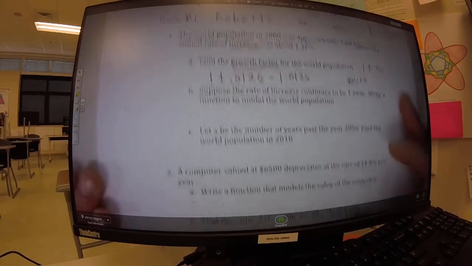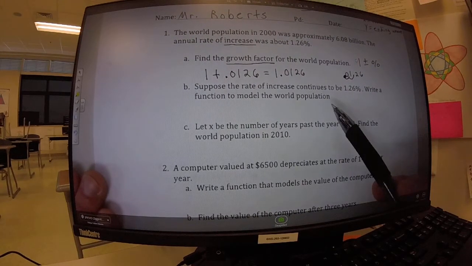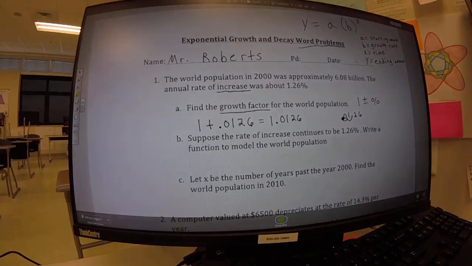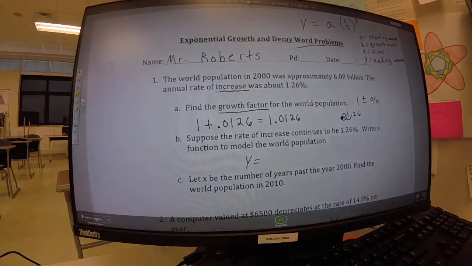Okay, so let's look at it. Suppose the rate of increase continues to be 1.26%, write a function to model. So we don't know what we're ending with because we don't have a time involved yet. And if you look at part C of the equation, that's where time is going to come into play. All right? So we don't know what the ending amount is yet.